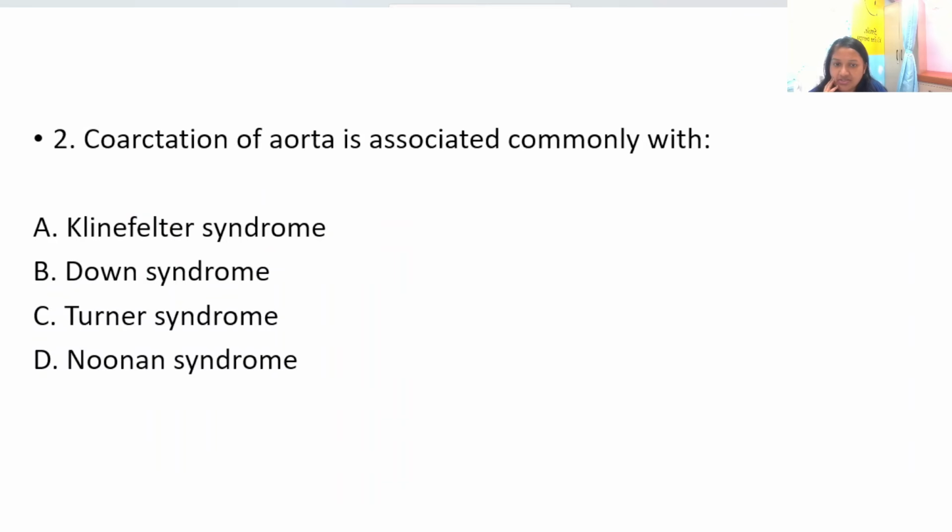Next question is coarctation of aorta is associated commonly with, your options are Klinefelter syndrome, Down syndrome, Turner syndrome and Noonan syndrome. Coarctation is associated commonly with Turner syndrome.